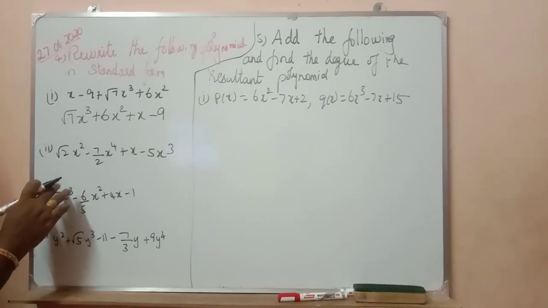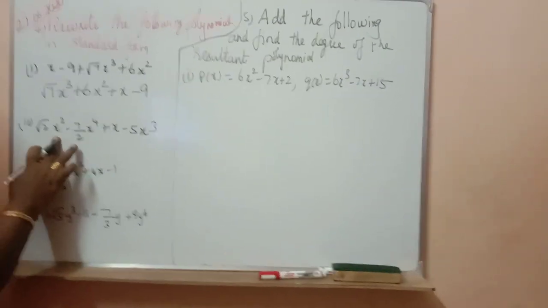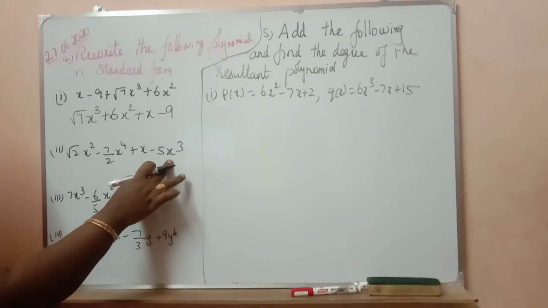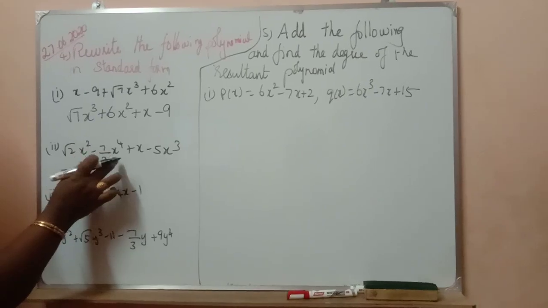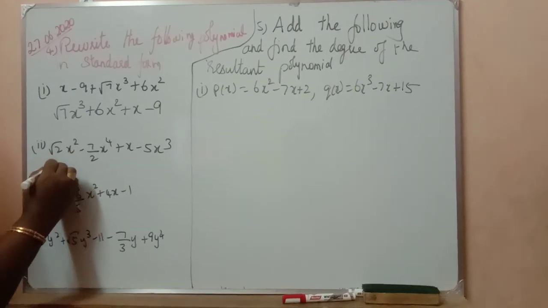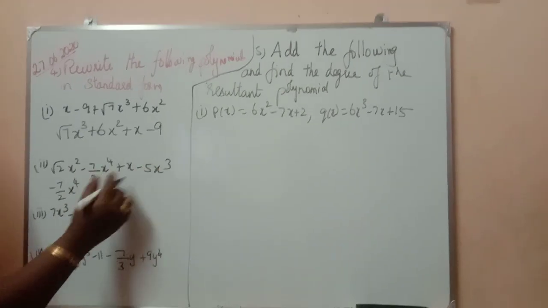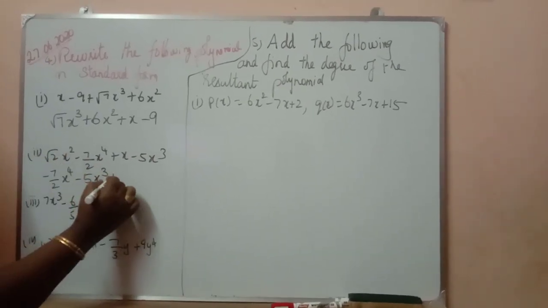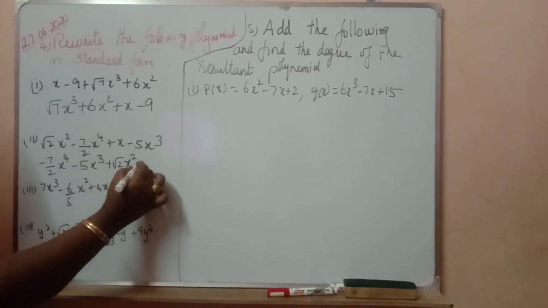Here, what is the variable? Yes, you are right, it is x. Here x power 2, x power 4, x power 1, x power 3. The greatest power is power 4. So minus, with the sign we have to write this term, minus 7 by 2 x power 4, x power 3, minus 5 x cube, then x square, plus root 2 x square, then x, plus x.